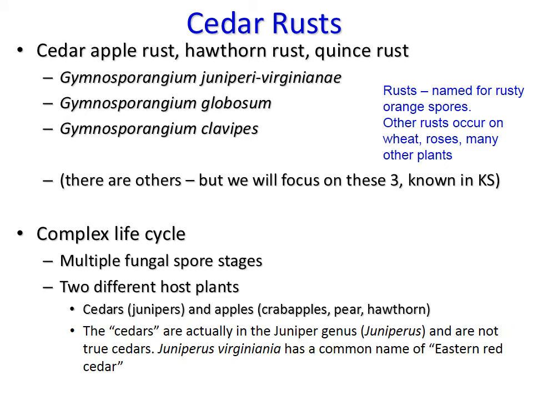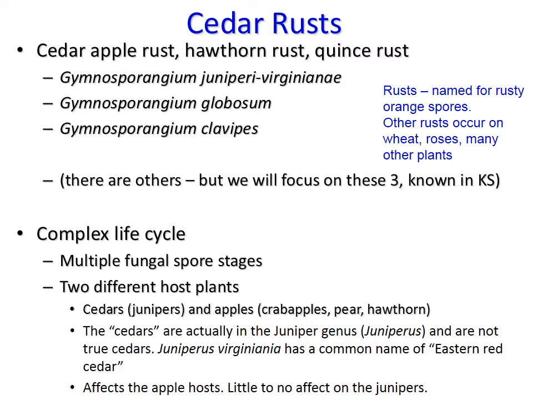So what we're calling cedars in this case are actually in the genus Juniperus, and they're not actually true cedars, which is a completely different kind of plant. But Juniperus virginiana has a common name of eastern red cedar, and so that's where the common name of cedar can come from.